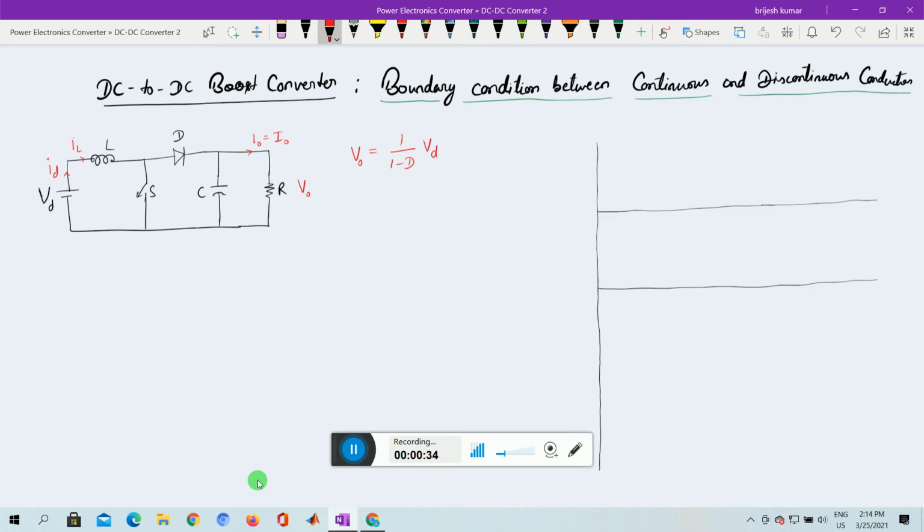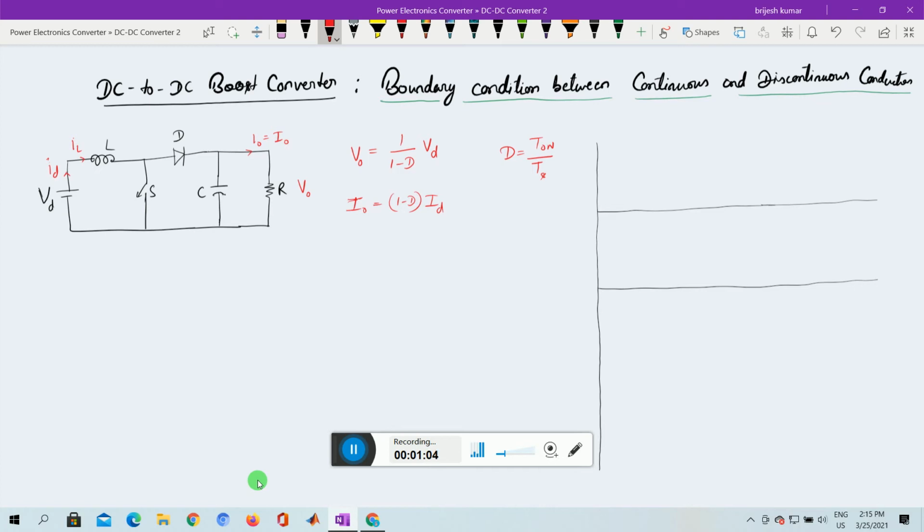So obviously the output voltage is greater than Vd, and D is the on time divided by the total or switching time. When the voltage is boosted up, it also indicates that the current I0 is 1 minus D times Id, so the current is stepped down. It is a current buck converter and a voltage boost converter, which means the same thing.